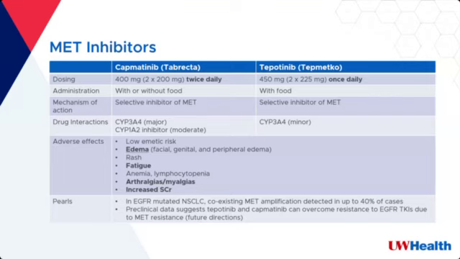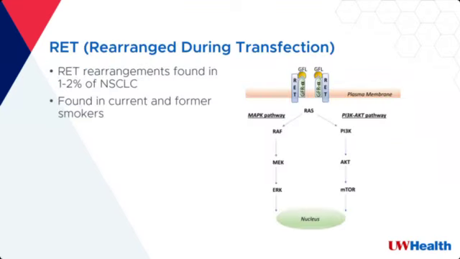One thing to note is there are coexisting MET amplifications in EGFR mutated non-small cell lung cancer. And there's quite a bit of data looking at combinations of these agents to overcome resistance to EGFR TKIs. So I think in the future, we're going to see combinations of some of these agents.